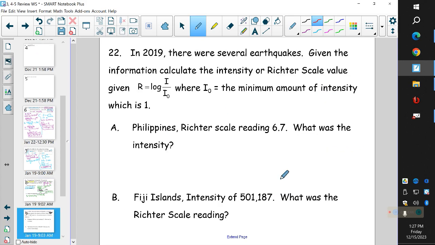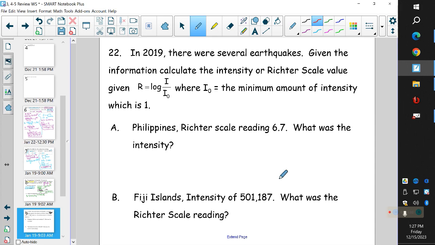Okay, next. These are going to be our earthquake problems with intensity versus Richter scale. Okay? First, I want to point out Fiji Islands is spelled correctly. Yeah. Proud of me. Thank you all.